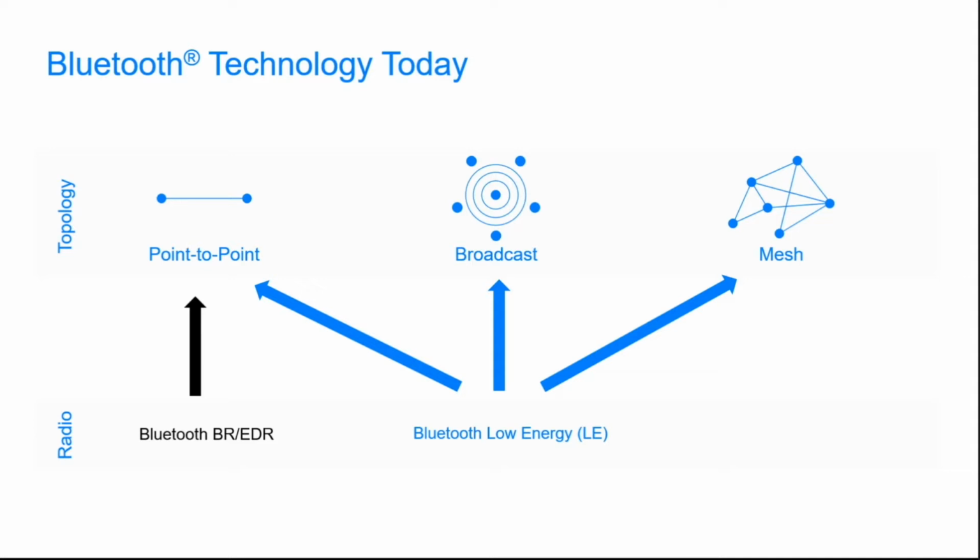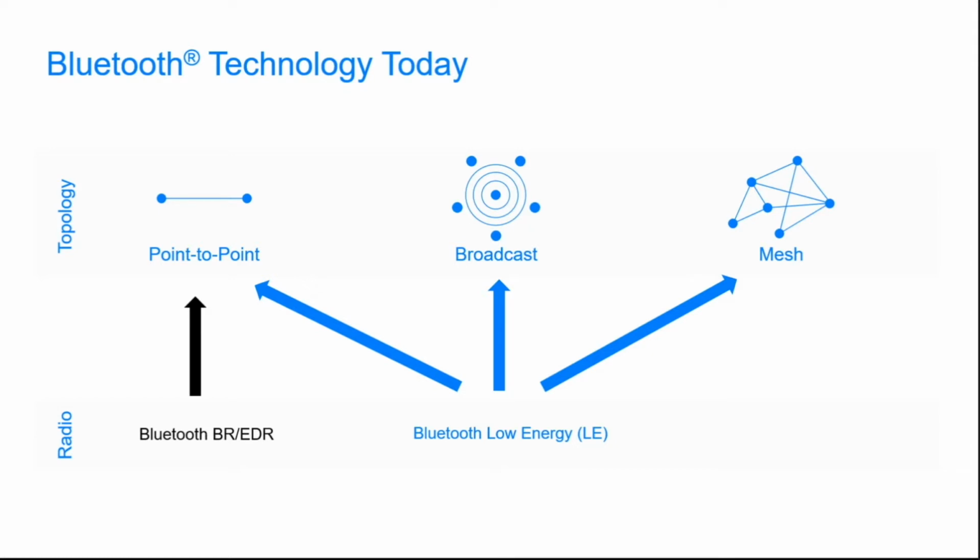So there are two Bluetooth communications technologies. They're branded in the same way, so this may not be obvious. The older version of Bluetooth is called Bluetooth BR-EDR. That's basic rate, enhanced data rate, and it's basically a cable replacement technology that allows communication directly between two devices.